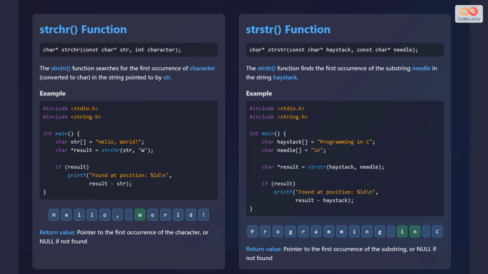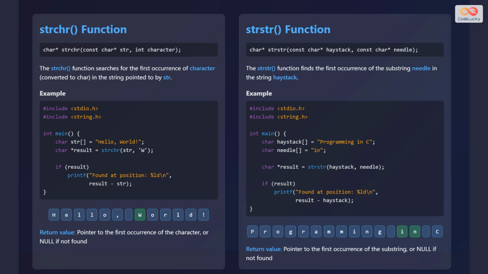Here is an example. We include the standard input-output and the string header files. Inside the main function, we declare a str character array and initialize it with hello, world. We declare a character pointer result and assign the result of strchr function with str and character w. If the result is not null, we print the message found at position and the position of the character using pointer arithmetic. The strchr function returns a pointer to the first occurrence of the character, or null if not found.